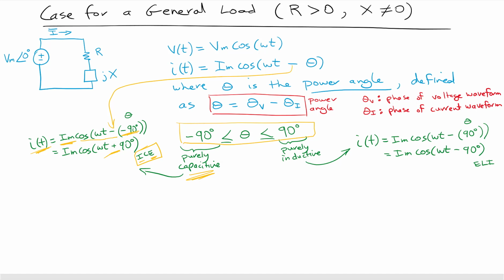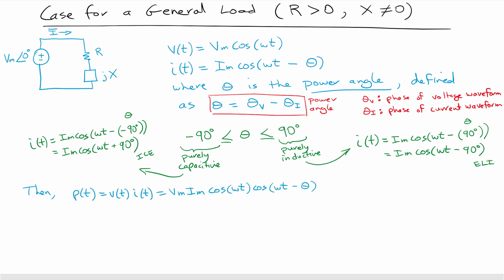Similarly, the plus 90 indicates a purely inductive load, and we have the expression on the right, which follows the same pattern as what we saw for the capacitor. We can see in the end that the current lags the voltage for the inductor, and that's our familiar ELI, where voltage leads current in an inductor.